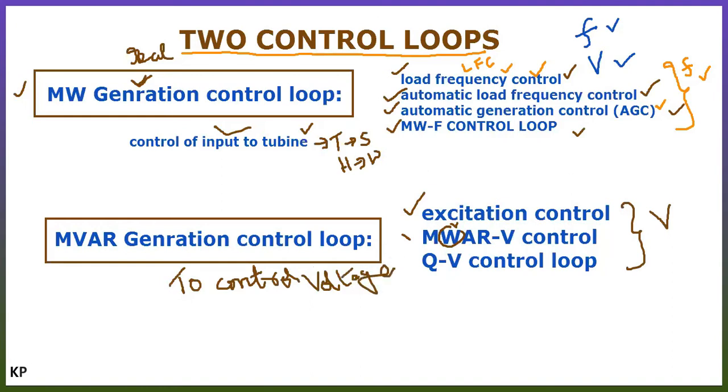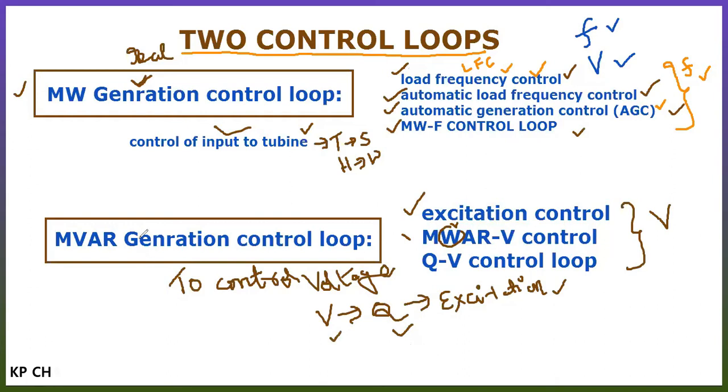How to control this voltage? Voltage control can be done by controlling the reactive power. Voltage can be controlled by controlling the reactive power. How is the reactive power controlled? By controlling the excitation system of the alternator, the excitation of the alternator. How do we change the excitation of the alternator? By using the excitation system. In this manner, you can control the excitation, ultimately the reactive power will be controlled, and so we can maintain the voltage constant. This is with respect to the second control loop.